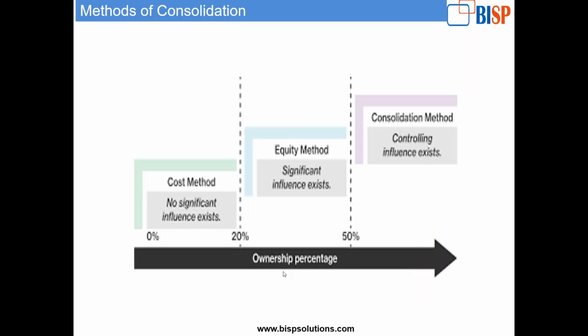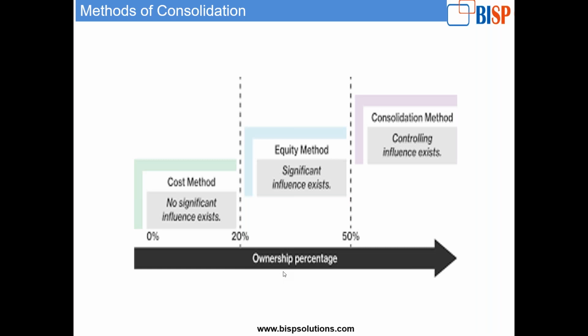Now there are three methods of consolidation which the company follows when they take the acquisition in the other company. In case the company has taken the acquisition between 0 to 20%, they normally follow the cost method of consolidation. The cost method is followed where there is no significant influence. Why is there no significant influence? Because they have taken the ownership of only 20%.